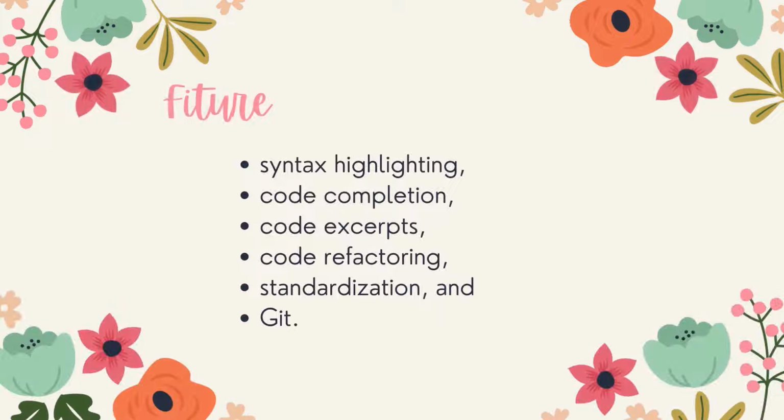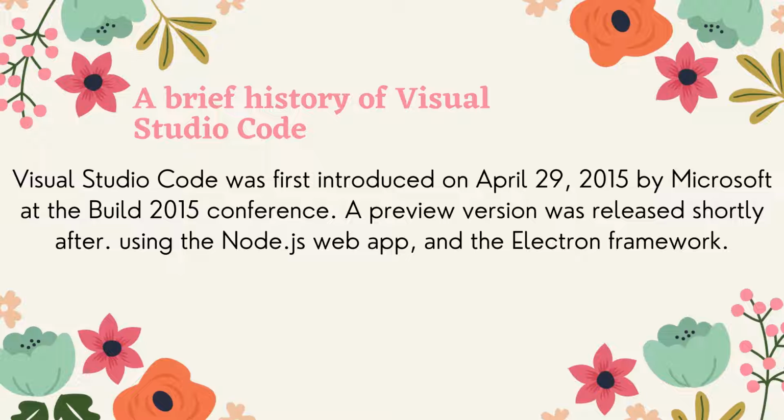So what are the features provided in Visual Studio Code? VSC itself provides features such as syntax highlighting, code completion, code snippets, code refactoring, standardization, and Git. If you want to know a brief history of VSC, it was first introduced on April 29, 2015 by Microsoft at the Build 2015 conference. A preview version was released shortly after.